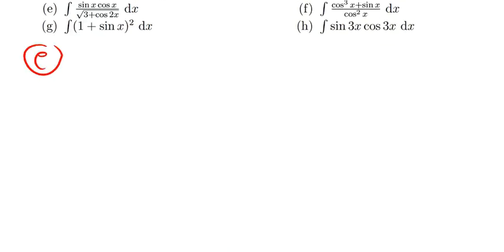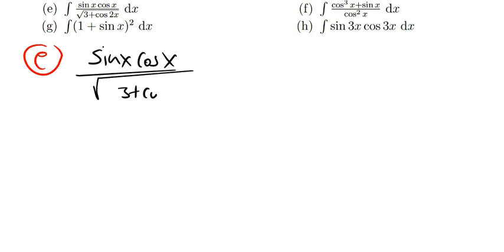E as well, we have to apply u substitution there. We have sine of x, cosine of x over the square root of 3 plus cosine of 2x. Okay, so whenever you have these ones with radicals, always try to use u substitution equal to whatever is under the radical. So we have 3 plus cosine of 2x. Let's attempt to differentiate. We see what it's going to give us.